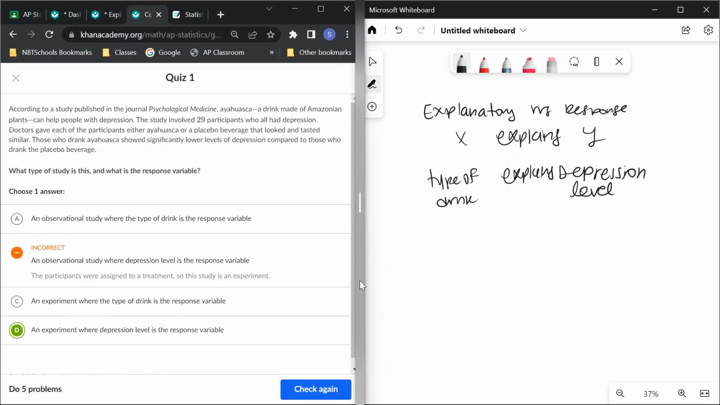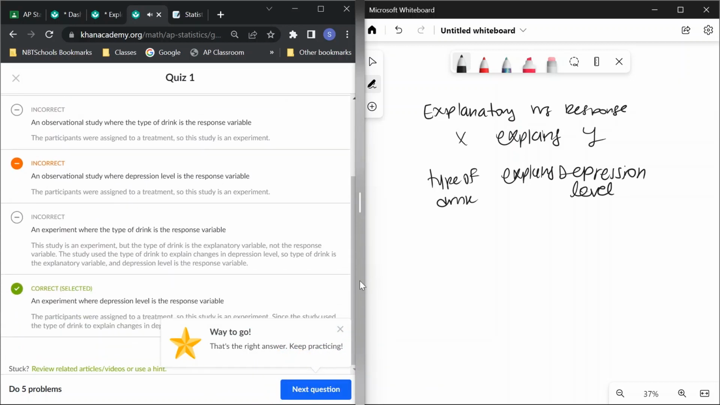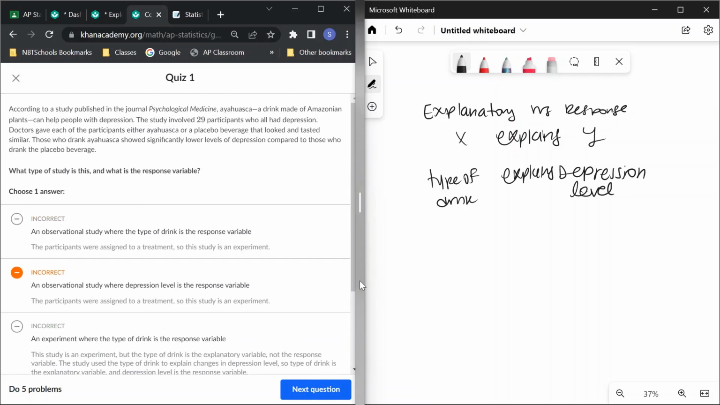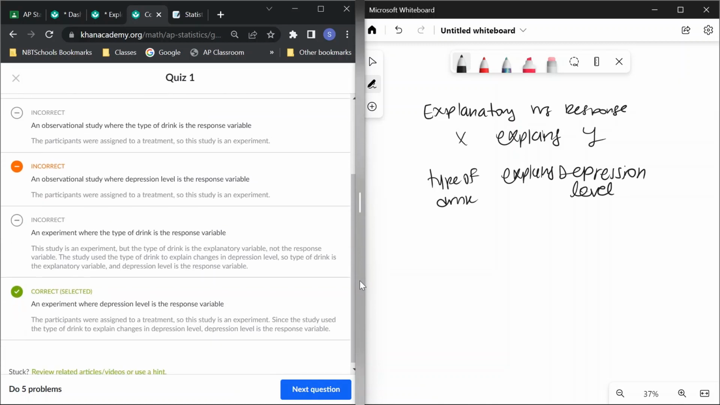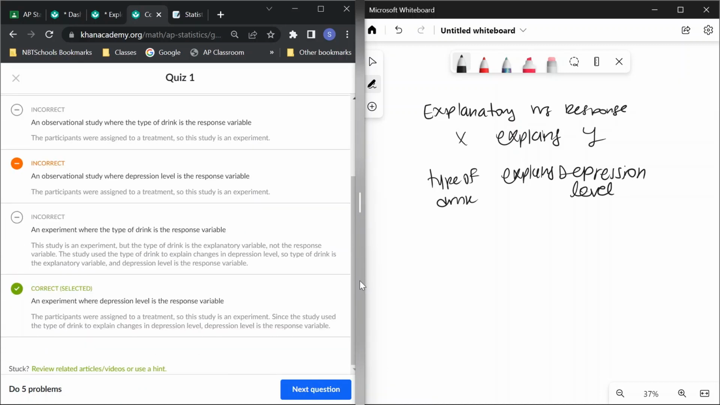Okay. Is it an experiment? How is this an experiment? The participants were assigned to a treatment. What do you mean assigned to a treatment? They weren't randomly assigned to a treatment. The study involved 29 participants who all had depression. Doctors gave each of the participants either the drink or a placebo beverage that looked and tasted similar. But they didn't say, though. They were assigned to a treatment, but they weren't randomly assigned to a treatment. Oh my god, this is so annoying. So they have to be randomly assigned.